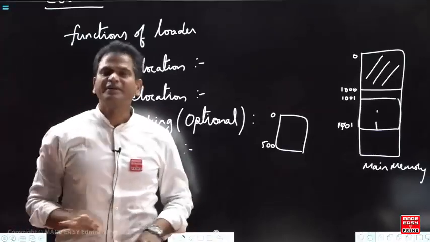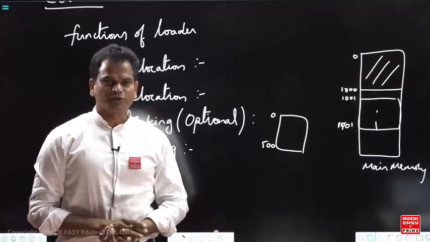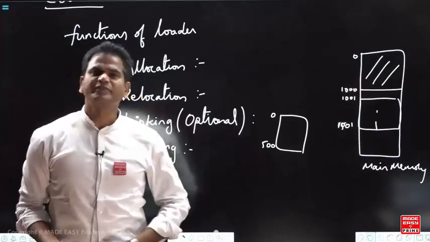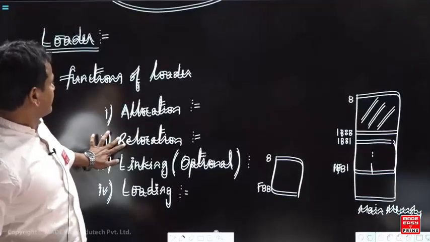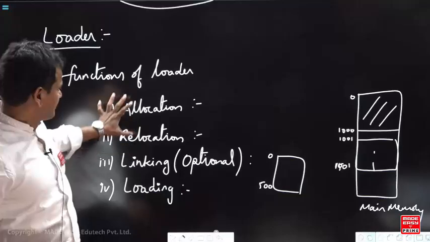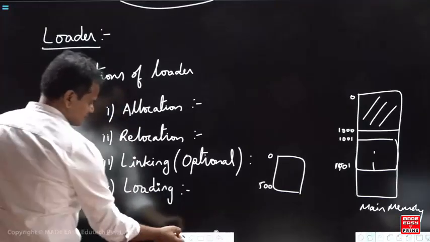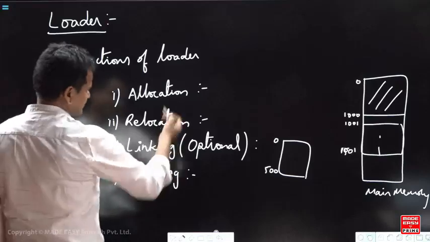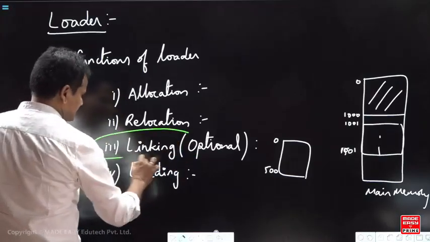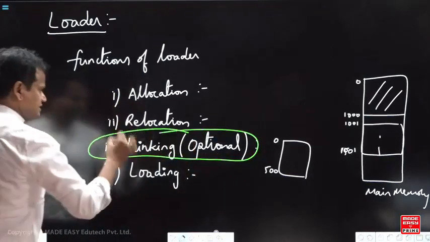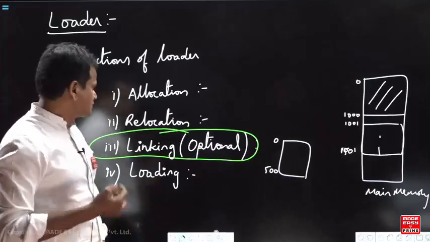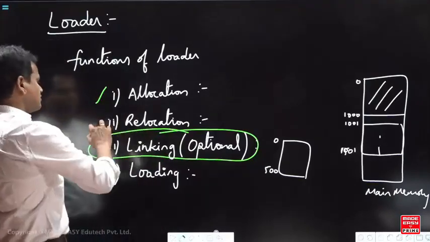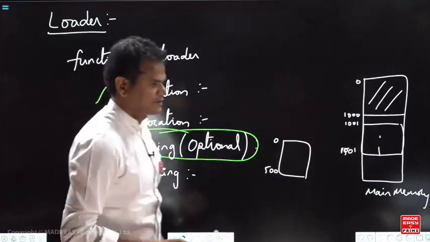This is simply about the language processing system. If you have any doubts, you can ask me. Meanwhile, I'll dictate this loading. Any doubts regarding the functions? Some of you may have already seen this. Linking is optional, but it is also a function of the loader, so linking can be done by the loader also. So: allocation, relocation, linking, and loading.